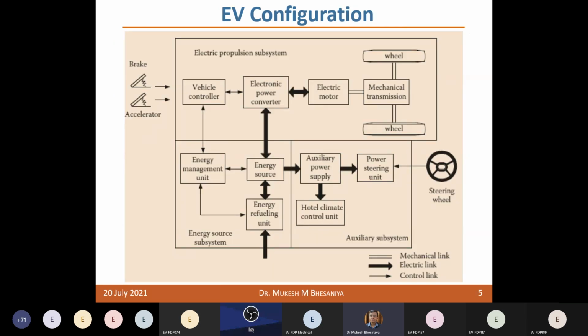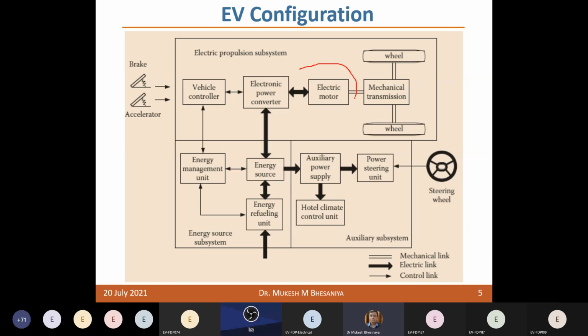Now if you see the configuration in general, this is a simple block diagram representation of the EV. So here you can see, mainly from the electrical point of view, we'll be focusing right now on these two parts. Okay, so you have an electric motor.